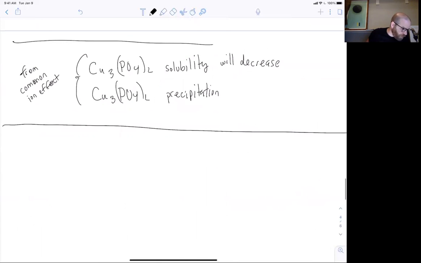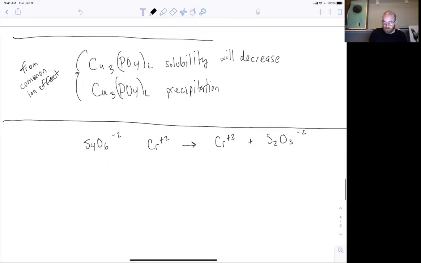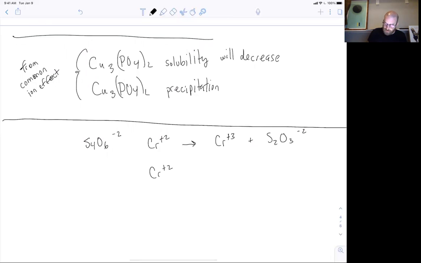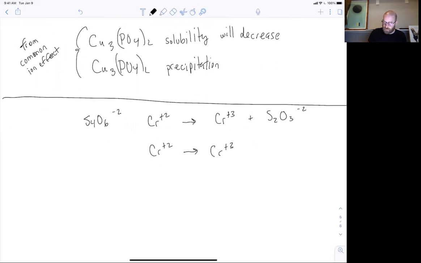So for example, let me see if I can find one real quick that has that in it. Let's take a look at this one. The short answer is that you always want to balance the coefficients out first, but only for things that are not oxygen or hydrogen. So if we split this reaction into its oxidation and reduction half reactions, we end up with chromium +2 going to chromium 3. So this is our oxidation reaction. And then we have this sulfur compound, S4O6 -2 going to S2O3 -2.